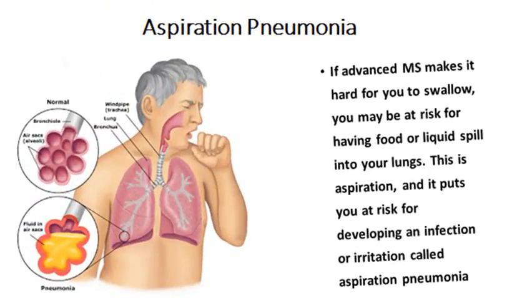If advanced MS makes it hard for you to swallow, you may be at risk for having food or liquid spill into your lungs. This is aspiration, and it puts you at risk for developing an infection or irritation called aspiration pneumonia. This MS complication can cause choking, coughing, infection, and difficulty breathing.